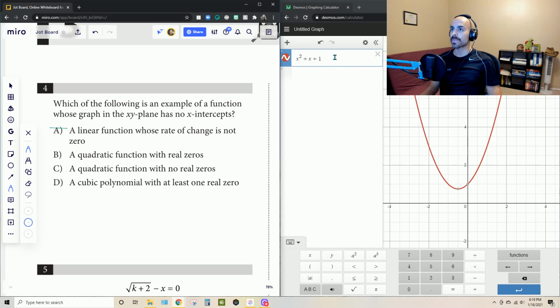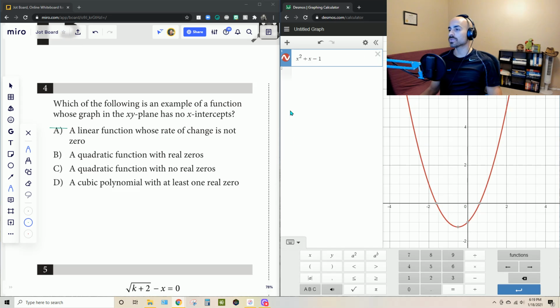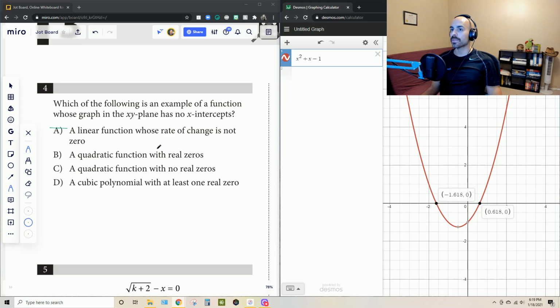So it's not going to be a quadratic function with real zeros? Well, to have real zeros, I can make our intercept here negative. So I can say -1, and here it is. And what they're testing you on is, what does it mean to have real zeros? Zeros is synonymous with x-intercepts.